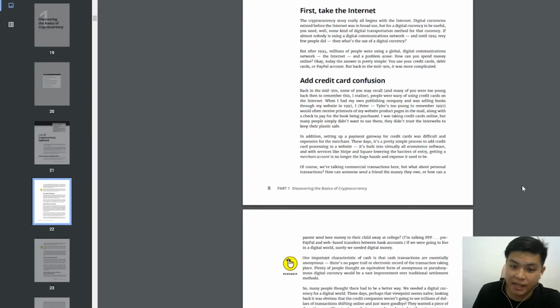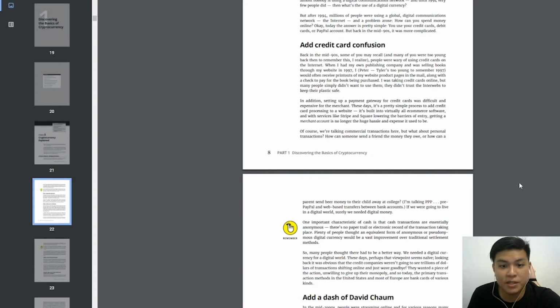In addition, setting up a payment gateway for credit cards was difficult and expensive for the merchants. These days, it's a pretty simple process to add credit card processing to a website. It's built into virtually all e-commerce software, and with services like Stripe and Square lowering the barriers of entry, getting a merchant account is no longer the huge hassle and expense it used to be. Of course, we're talking commercial transactions here. But what about personal transactions?